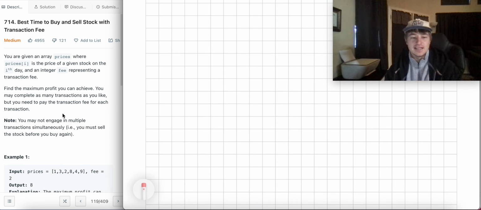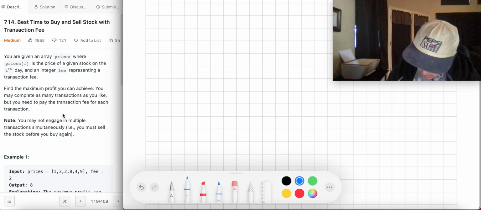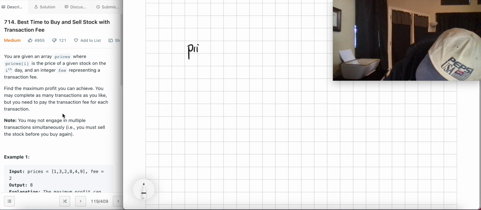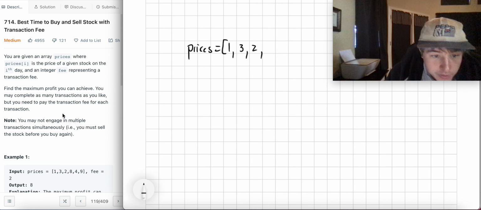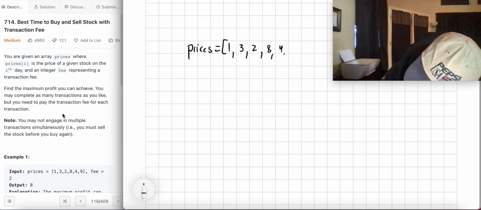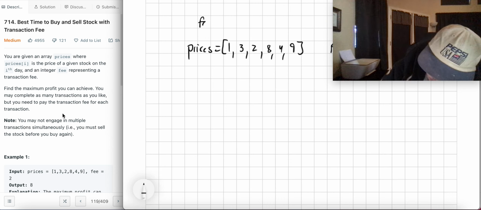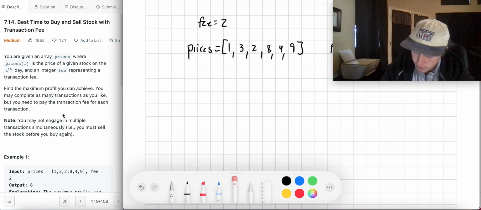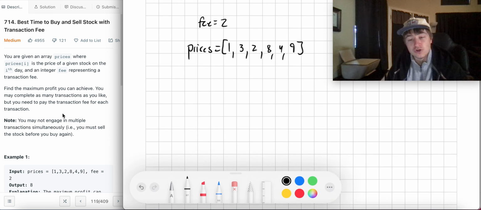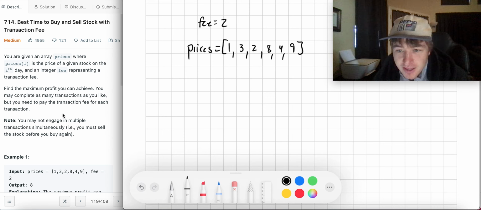All right, so with all that said, let's go ahead and get into the example problem and see if it makes sense. So we're given prices equals 1, 3, 2, 8, 4, 9. And we have this fee of $2. Or 2 units of money, whatever that means to you. 2 euros, $2, 2 rubles, 2 yen, 2 pesos, whatever. I don't know. But that's the price.